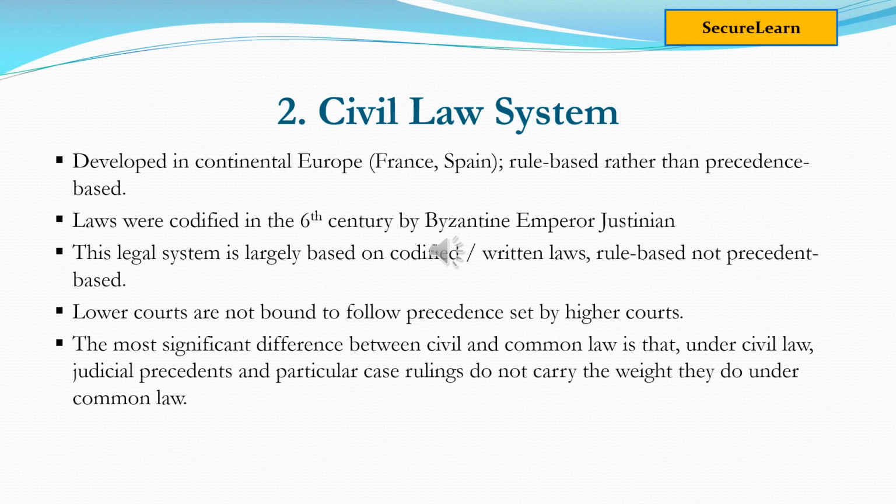The civil law system developed in continental Europe, many portions of which were once part of the Roman Empire. As far back as the 6th century, Roman laws were codified by Emperor Justinian. The civil law system, therefore, is based on codified or written laws. Under civil law, judicial precedents and case rulings do not carry the weight they do under common law.